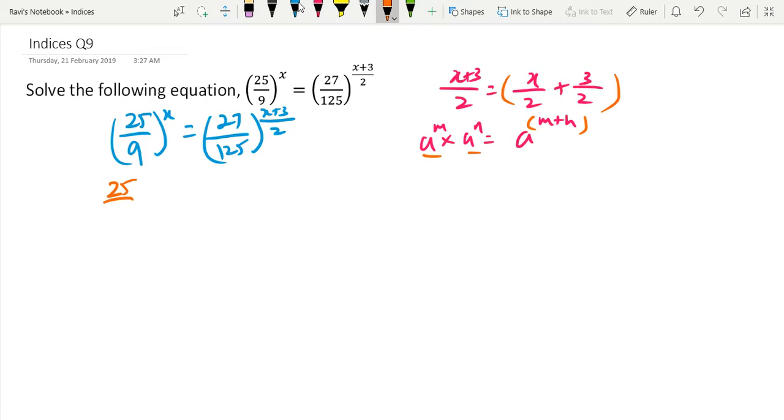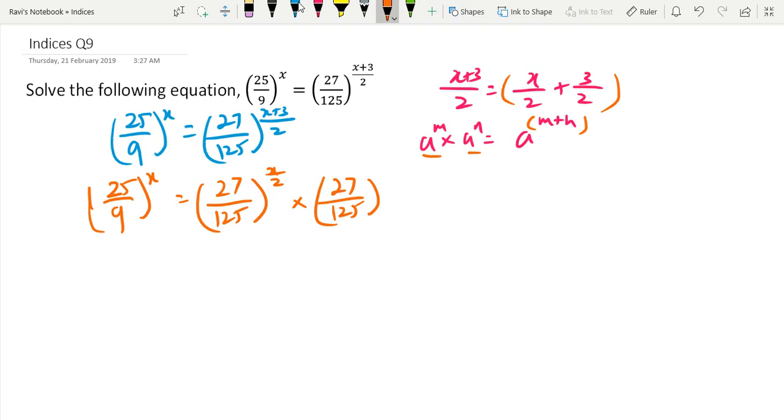So (25/9)^x equals (27/125)^(x/2) multiplied by (27/125)^(3/2). Okay, so that is the next step. And once that is done, I can bring the x term over, so all the x terms will be on the left hand side.